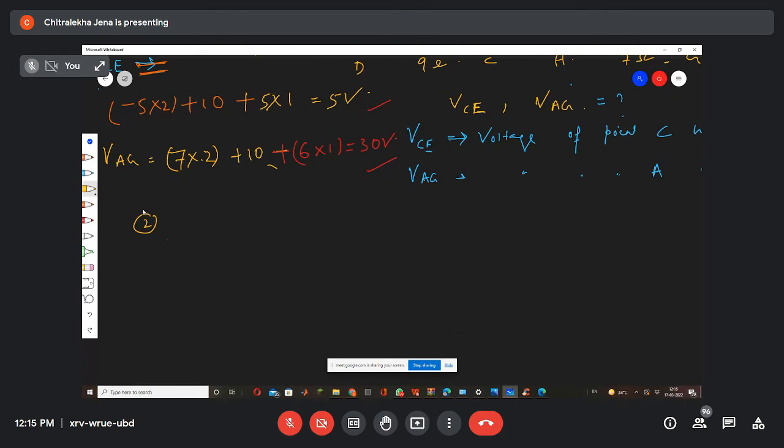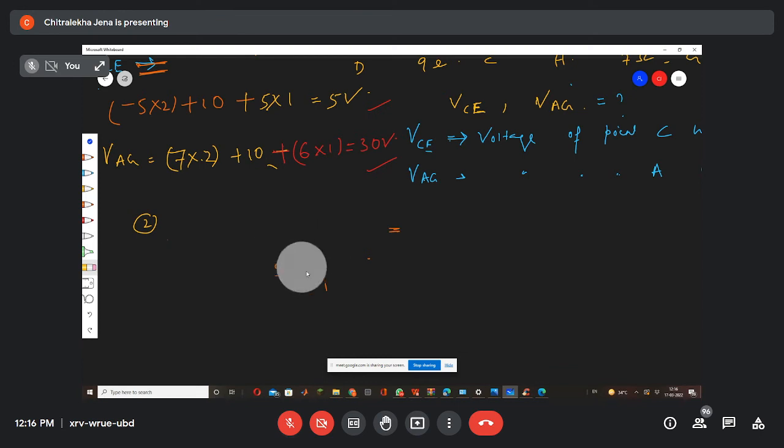Yes ma'am, got it. Suppose there is a potential difference of 5 volts. This implies that this is at 0 volt and this is at 5 volt, with respect to this one. Understood or not? Yes ma'am, got it.